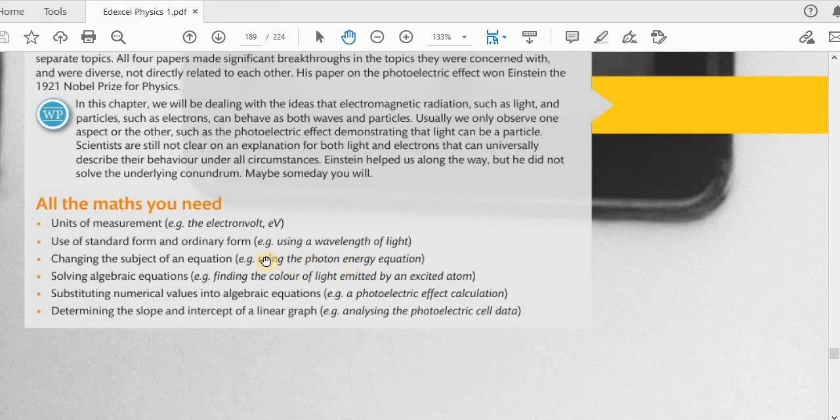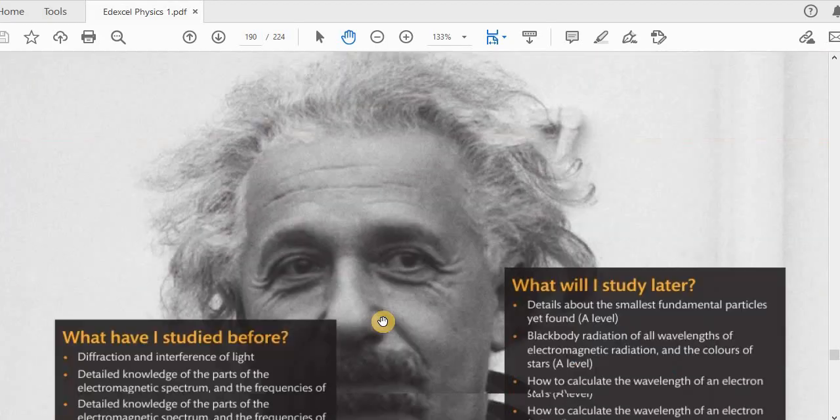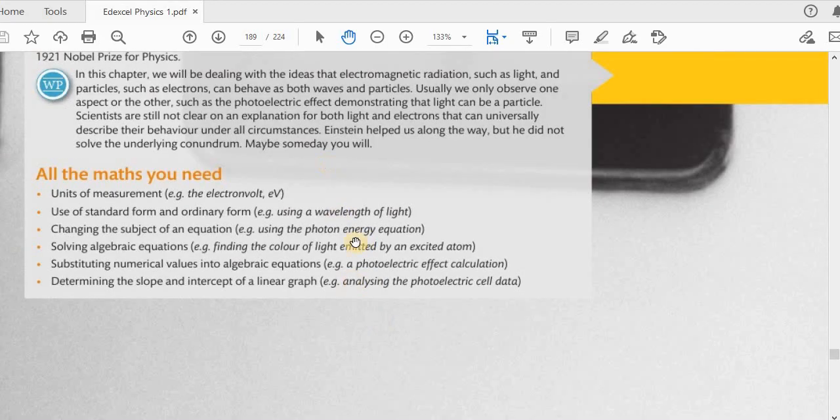Then the math that you need again: standard form, which is also called scientific notation, and then converting it to ordinary form. We will see changing the subject of an equation. You have already learned that in the O-level class also. Very simple mathematics. So this is the math you need to answer or understand the topics in this chapter. And also you can see where this math is applied. It's indicated in the brackets here.